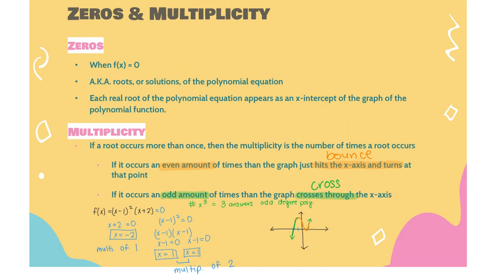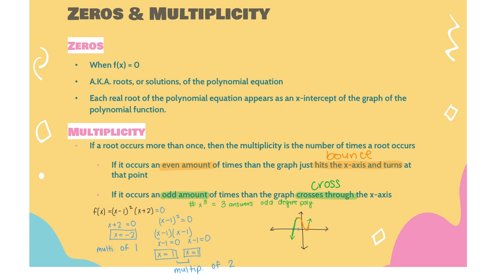Second thing we went over: zeros. We should know how to solve for the zeros, and multiplicity. A lot of people are getting confused on multiplicity. Remember, if my multiplicity is an even number, it's a bounce. If it's an odd amount of multiplicities, it's a cross. So anytime you see it says cross, just draw a line straight through the zeros that you had.